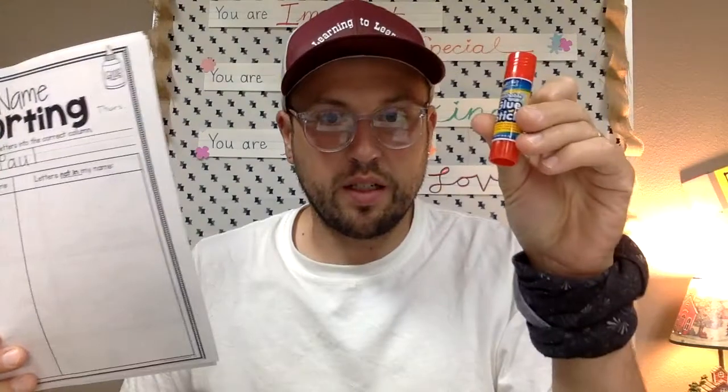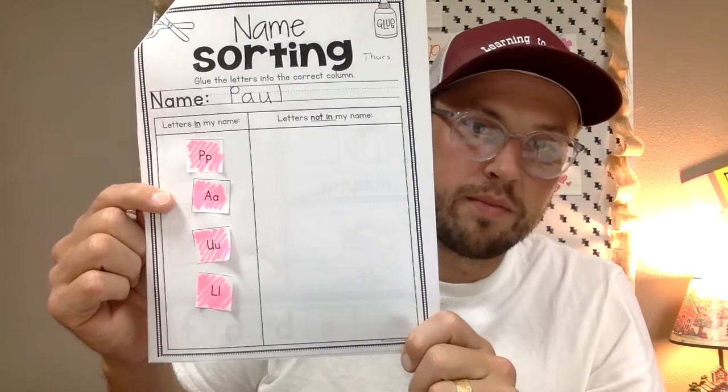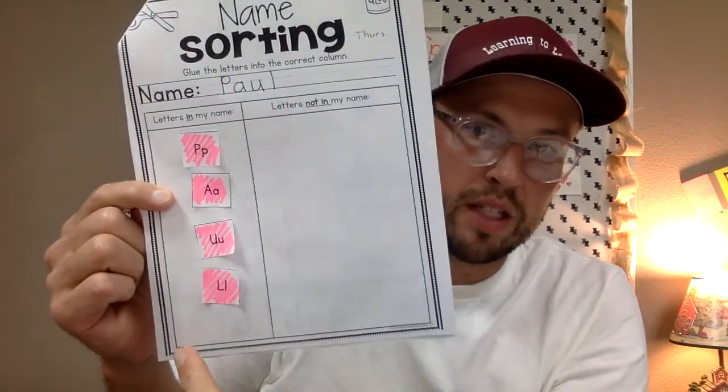So you need a glue stick, and you're going to glue the letters that are in your name in that column. They don't have to be in order. Don't worry about that. Okay, P-A-U-L. All the letters in my name are in this column.